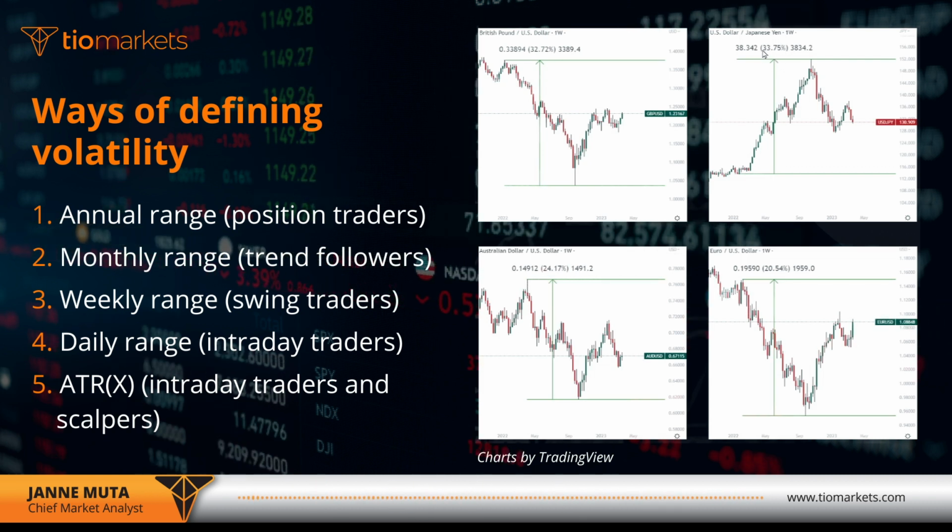USD yen moved almost about, say, 34% over the same time period that Euro USD moved only 20%. So you definitely will look into trading USD yen or pound USD over Euro USD. So let's move forward. I hope that this makes sense to you.